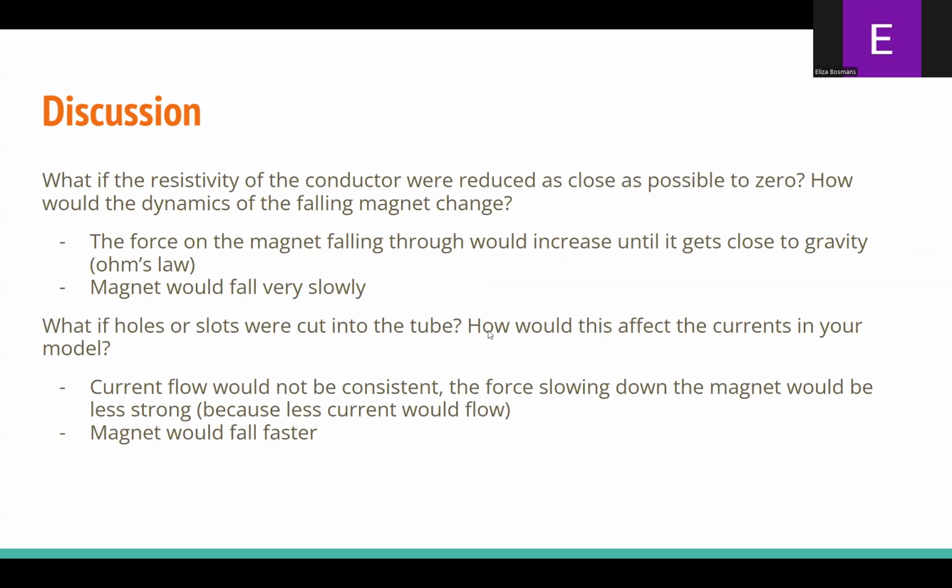Discussion: what if the resistivity of the conductor were reduced as close as possible to 0? How would the dynamics of the falling magnet change? This is what would happen: the force of the magnet falling through would increase until it gets closer to gravity. The magnet would fall very slowly. What if holes or slots were cut into the tube? Then current would not be consistent. The force slowing down the magnet would be less strong because less current would flow, because there are chunks missing out of the piece where the current is. The magnet would fall faster.